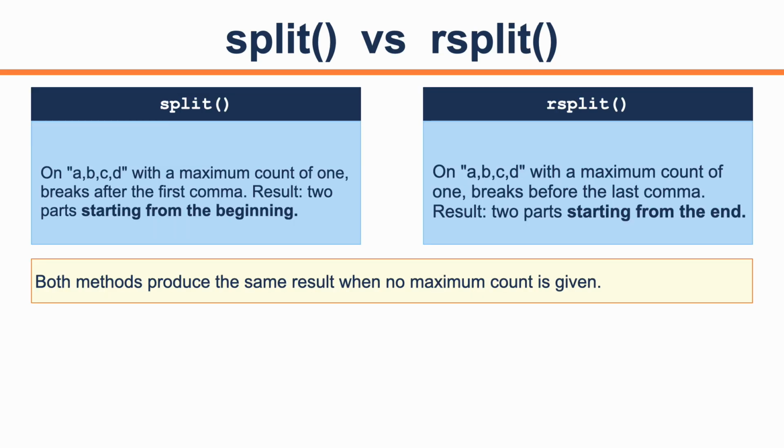The string a,b,c,d splits differently depending on which method you use. Calling split with a maximum count of 1 breaks after the first comma, giving 2 parts starting from the beginning. Calling rsplit with the same count breaks before the last comma, giving 2 parts starting from the end.